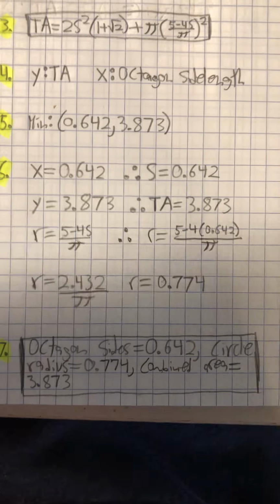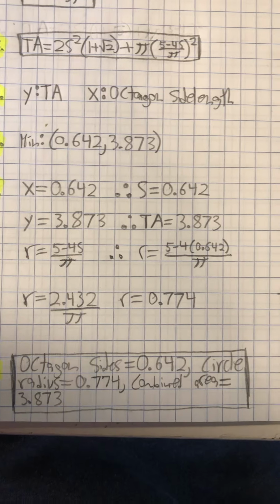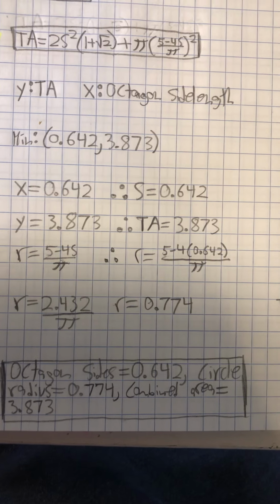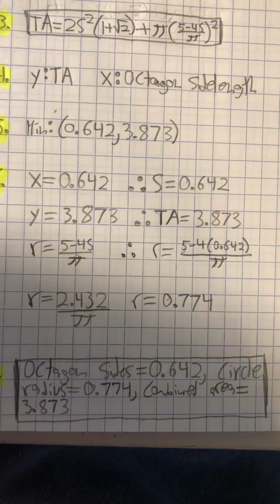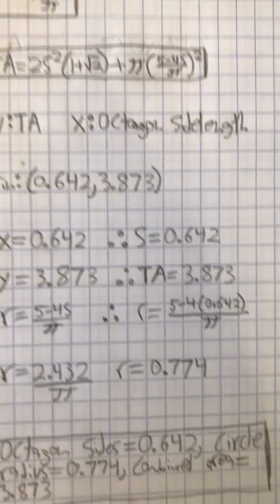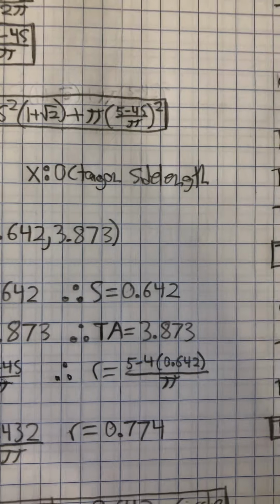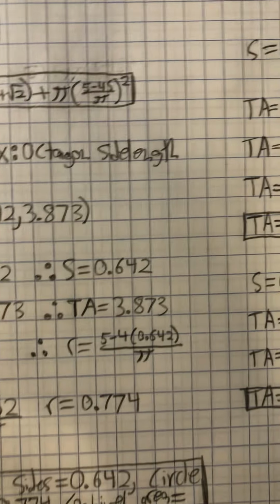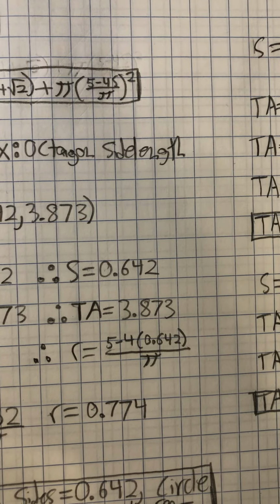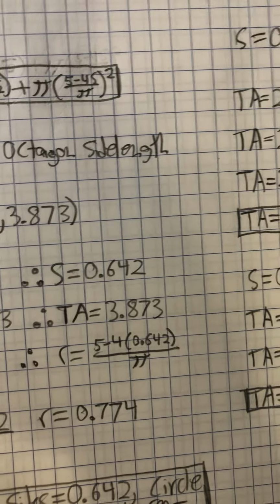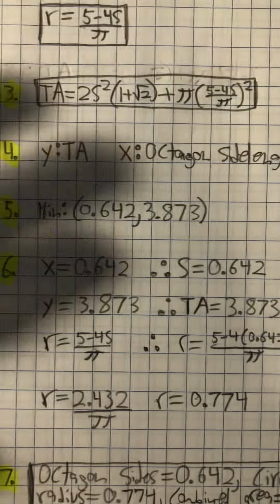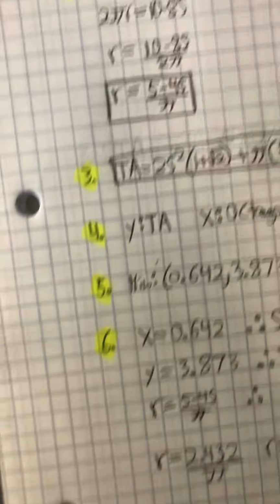Octagon sides are 0.642, circle radius is 0.774, and combined area is 3.873. So thank you. I hope you learned something about optimization problems. I hope you got to see a much harder problem from our homework. I thought it was super cool that we can do it with all these different shapes, like with circles. I'm sure you could do trapezoids and other things, but I made it harder, and it was a lot of fun, so thank you.